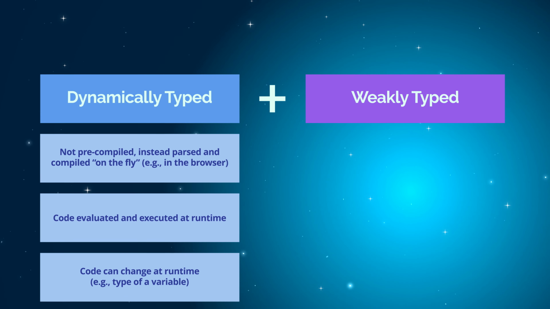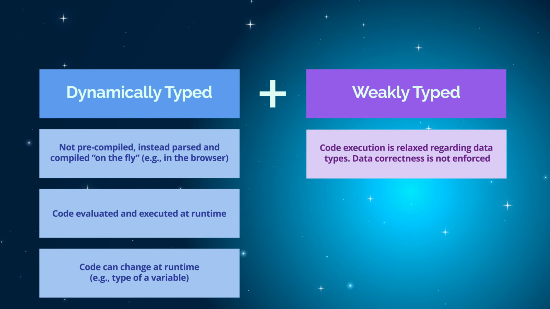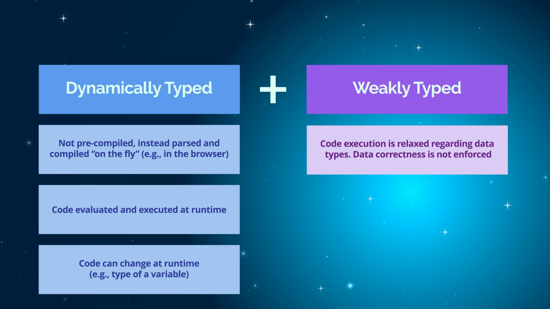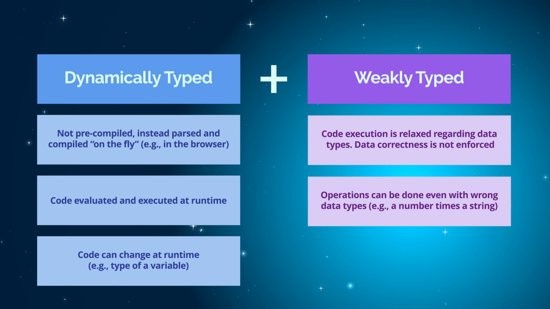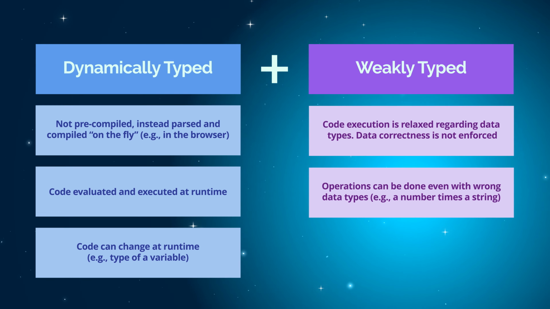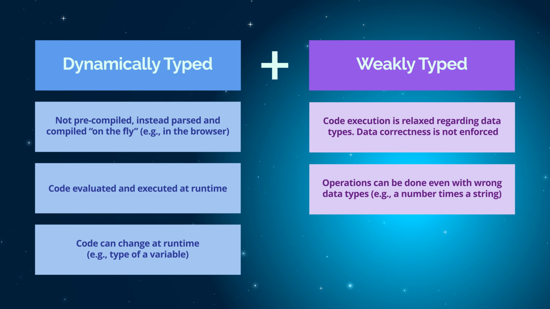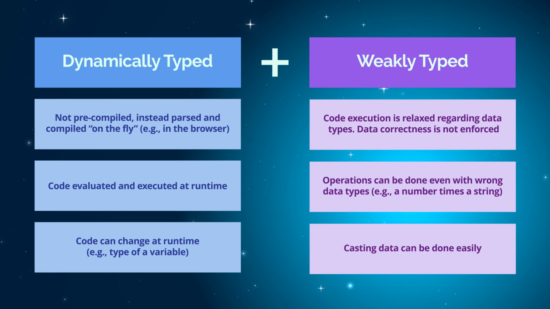JavaScript is also recognized as a weakly typed language, characterized by its forgiving nature, where strict data correctness is not enforced. In JavaScript, operations can be performed even with mismatched data types. For instance, one can multiply a number by a string without triggering an error. While this flexibility makes JavaScript powerful for data manipulation, it also poses challenges in terms of debugging due to its lenient approach to data types. Now let's dive into the REPL to explore these concepts interactively.